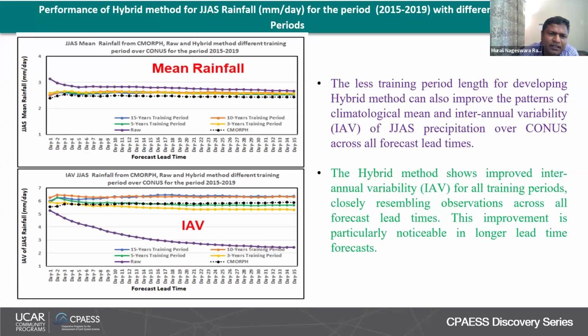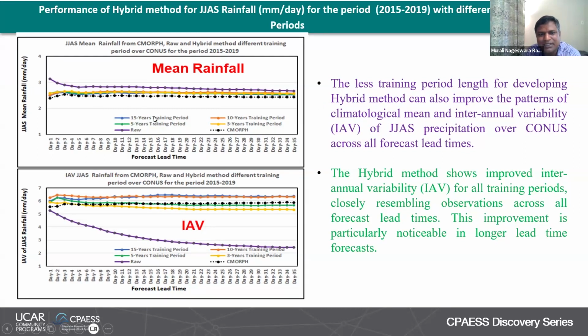This is the hybrid method, and we already know from the previous slide that the hybrid method outperforms all other methods. Here I have compared with the raw model and looked at how different training periods impact the results. You can see in the raw model product there is a large overestimation compared to the observation, but all the calibration methods mitigate the wet bias well. It is very near to the observation. There is a slight overestimation, but a lot of reduction for all the forecast lead times.